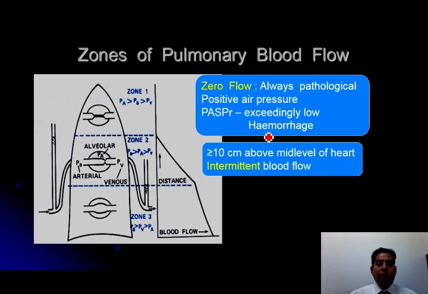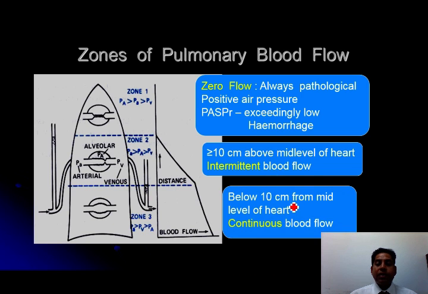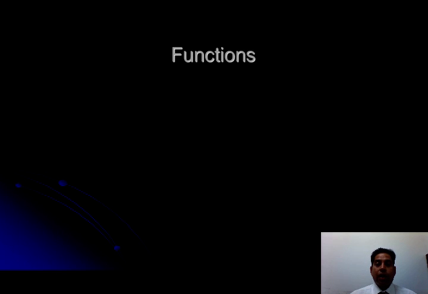In the middle zone, up to 10 centimeters above the midline of the heart, you will have intermittent flow, which is mostly during systole. And in the base, below 10 centimeters from the mid-level of the heart, you have a continuous blood flow, because in this zone blood flows throughout the cardiac cycle.